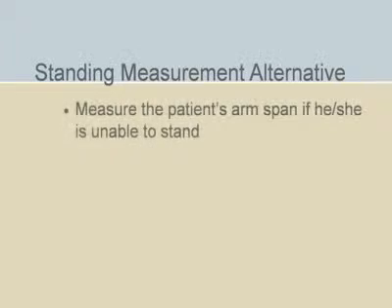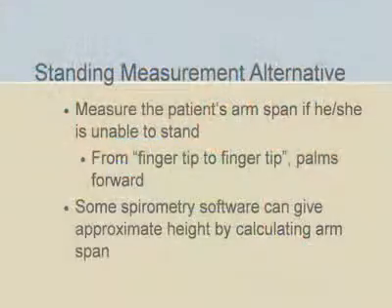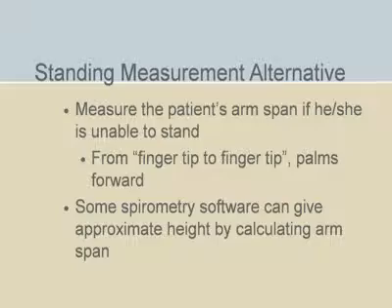If the patient cannot stand due to physical limitations, or if he or she has a marked spinal deformity, an alternative is to measure the arm span of the patient to estimate standing height. With the patient's arms straight out, even with the shoulders and palms forward, measure from fingertip to fingertip. Also, check your spirometry software, as many programs can estimate the patient's height when an arm span is given.